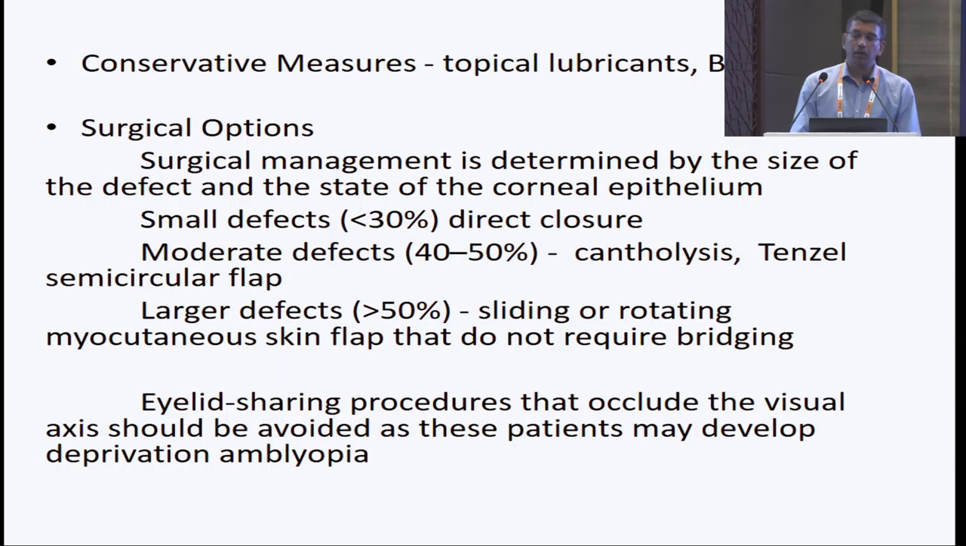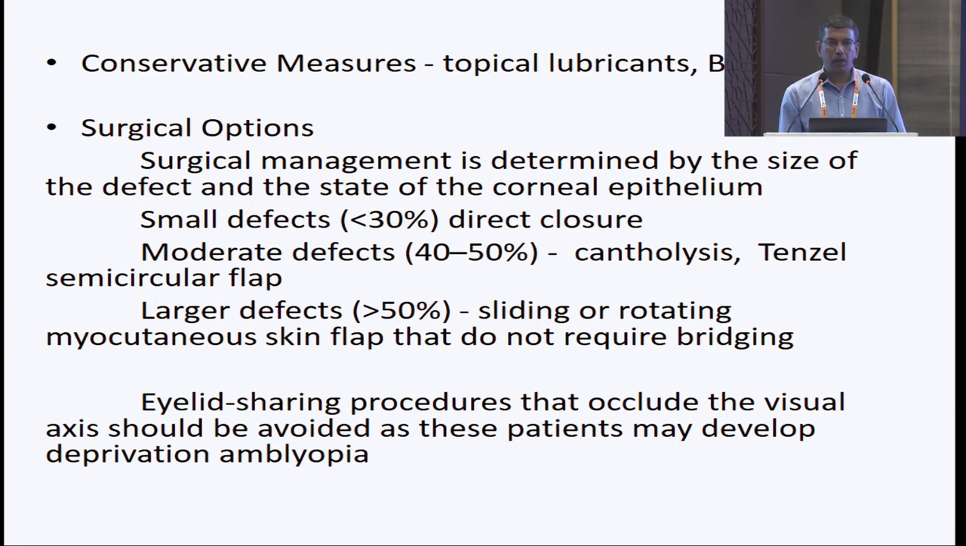And what is the treatment for such colobomas? First, you have to see what is the extent, how is the Bell's phenomenon, what is the exposure of the cornea. The initial treatment is conservative, with lubricants or bandage contact lens, or surgical options where the coloboma is closed. And again the same rules follow: small defects need direct closure, while moderate defects will require cantholysis or tension release.